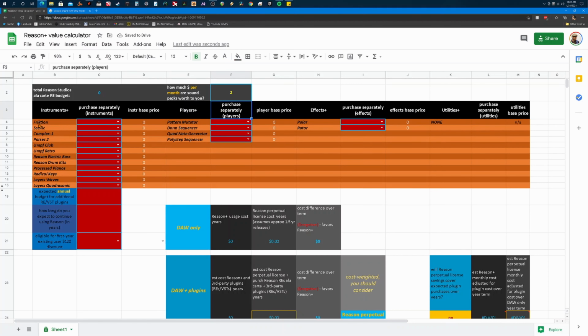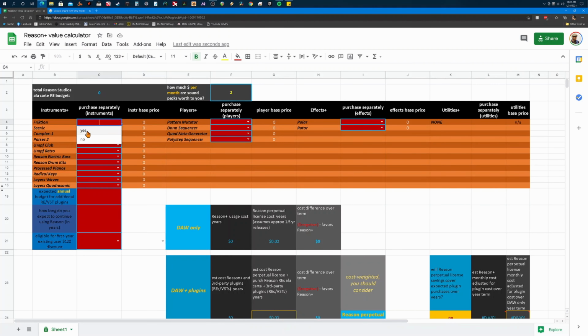And then the next section here is all about the stuff that's included in Reason Plus that you may not already have, as far as Reason Studios rack extensions. So I think I caught everything. I may have missed something. If I did, let me know, and I can update it. But basically, all you're going to do is say whether it's something that you would want to buy separately if you were to not go with Reason Plus. If you were going with a perpetual license, is something that you would want to actually purchase separately.